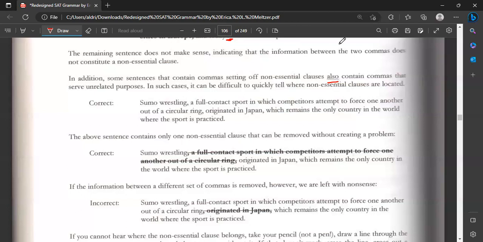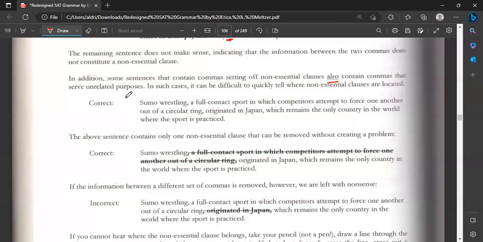So let's look at this. Let's look at this clause right here. It says, "Sumo wrestling, a full contact sport in which competitors attempt to force one another out of a circular ring, originated in Japan, which remains the only country in the world where the sport is practiced."